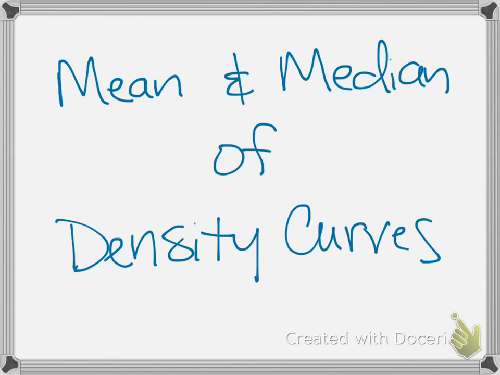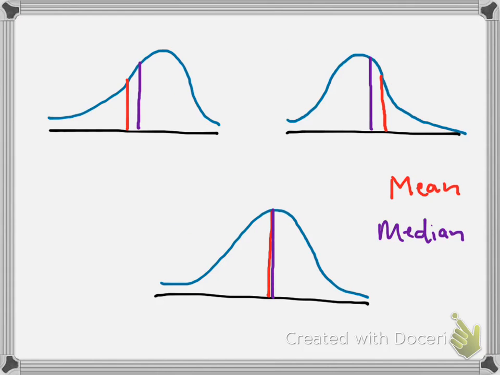Okay, so as I said at the end of the last video, our next topic is the mean and the median of density curves. So here are three density curves, nearly identical to the ones from the last video. And what I've done in them is I have drawn in where the mean and the median would be located in each of them. So if you notice in the top left of the slide, we've got a left skewed density curve, and its mean is slightly to the left of the median of that curve.